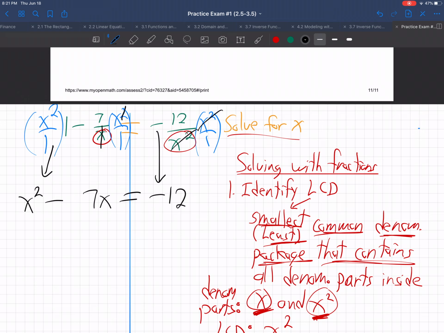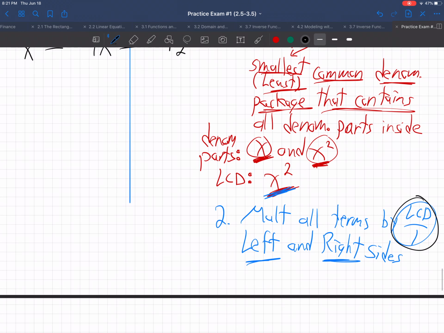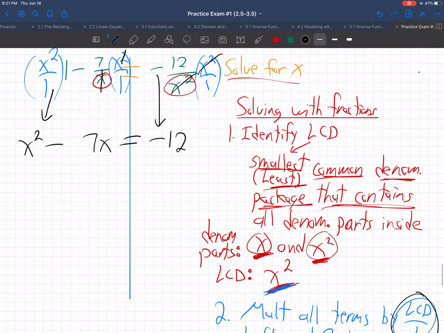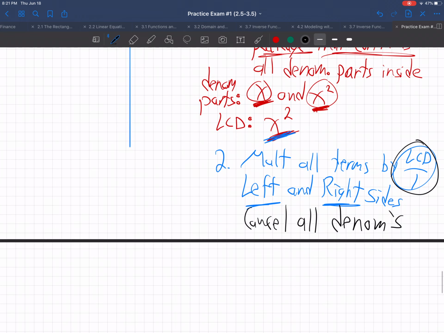Now, so the fractions are gone now. That always gets rid of the fractions. When you multiply through by the LCD over 1, you cancel all denominators. So I canceled all denominators. Now, what do we do from here? Now we're going into a different mode entirely. The fractions are gone. Now what?